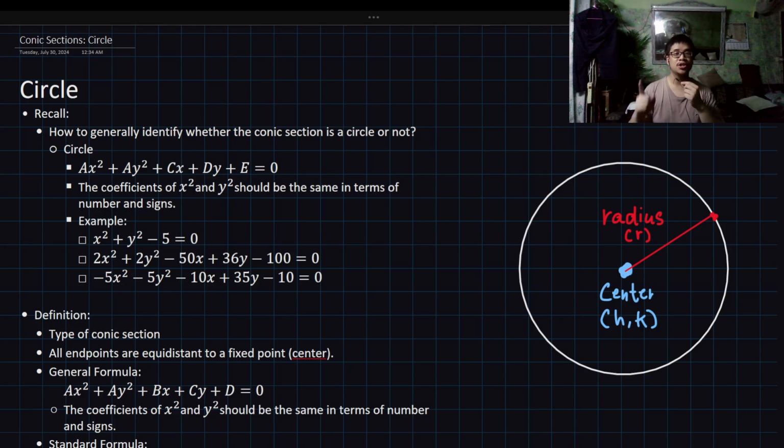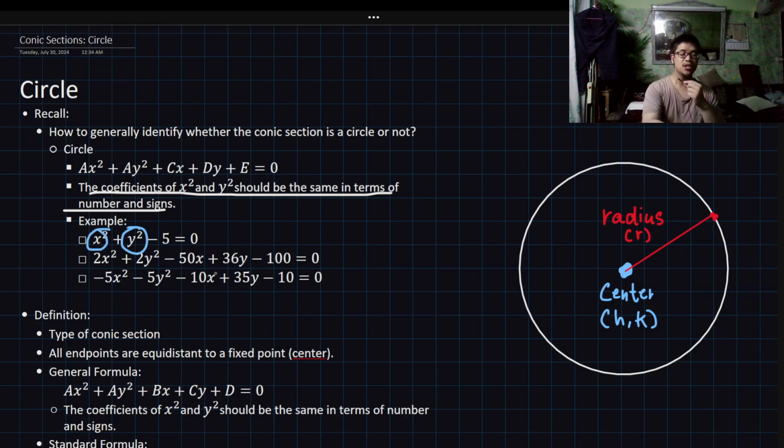The technique is you will know that the given general form of a conic section is a circle if the coefficients of x squared and y squared are the same in terms of number and signs. For instance, look at the x squared and y squared. The coefficient of x squared and y squared is 1. They're both the same, not only numerically, but in terms of signs.